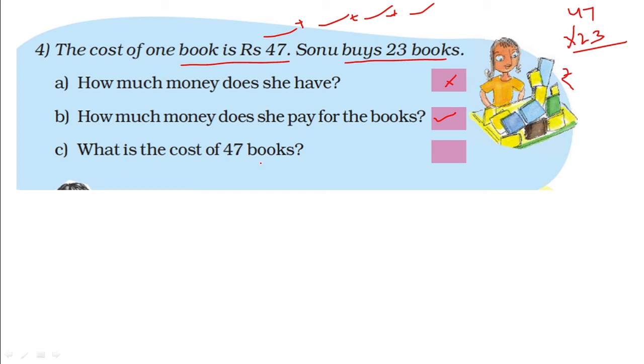What is the cost of 47 books? We can also find this. 47 rupees is the cost of one book, so the cost of 47 books is 47 multiplied by 47. So the answer will be for this question. So these two can be the questions.